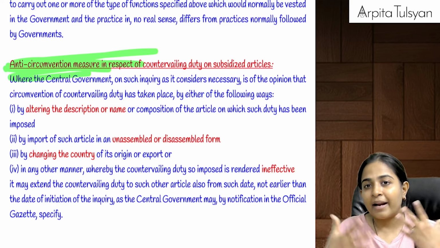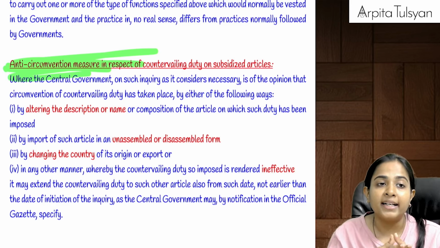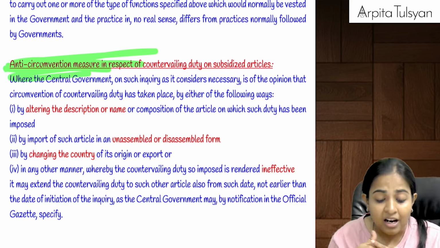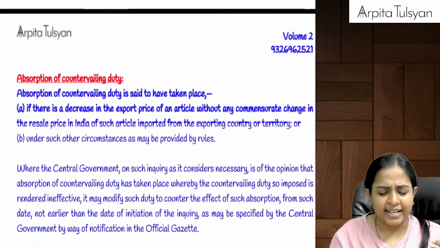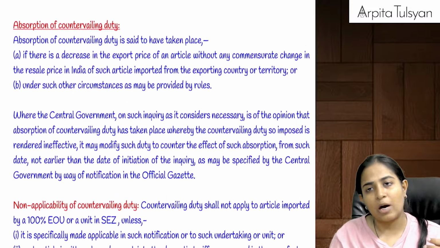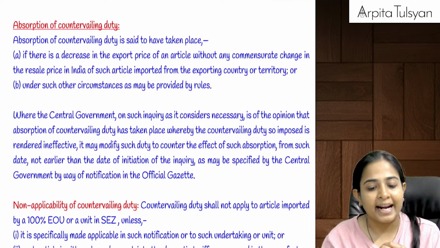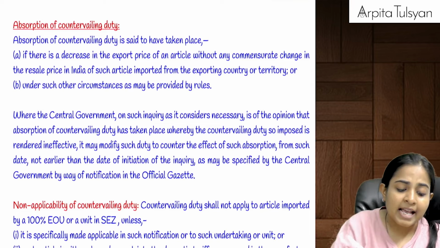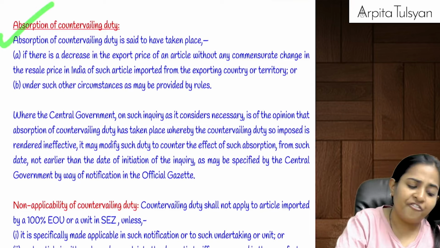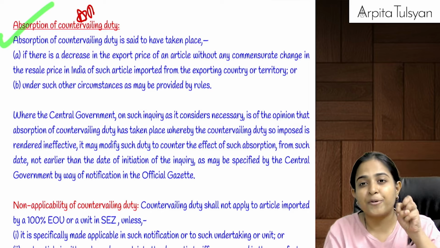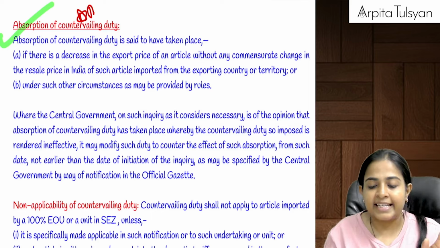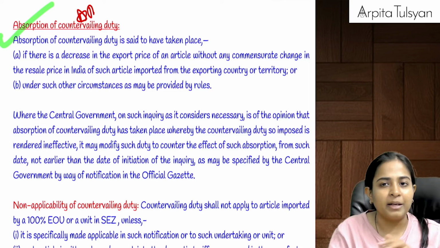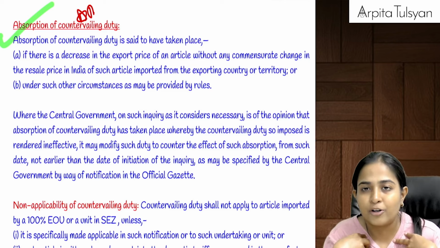If I am trying to fool the government and the government understands that I am doing this just to avoid the countervailing duty, then the central government can take steps and apply countervailing duty on me. Right, and one more point here is absorption of countervailing duty. Very nice point. We know that if we import from Japan, countervailing duty will be applicable on me.